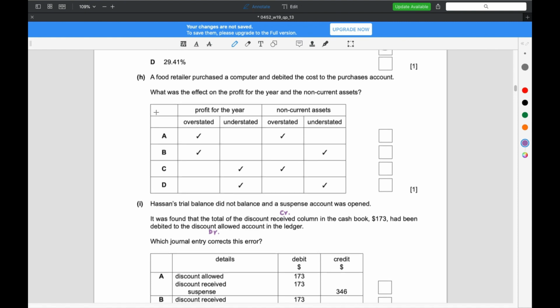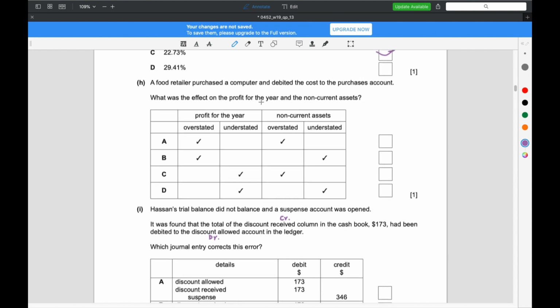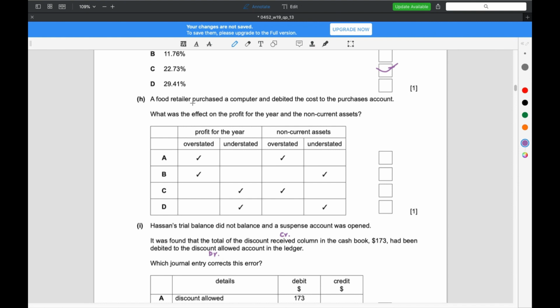In part H, he says a food retailer purchased a computer and debited the cost to the purchases account. Right, so what was the effect on the profit for the year and the non-current assets? Okay, so the thing is that a computer is actually an asset for anybody, all right? So this should have been debit assets, but he actually debited the cost to purchases. So now purchases are overstated and assets are understated.